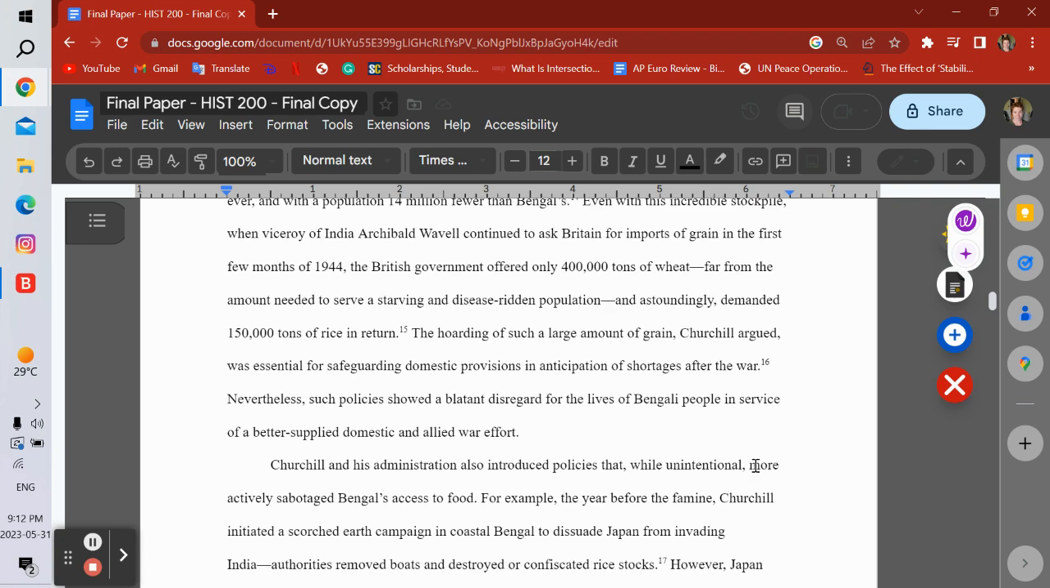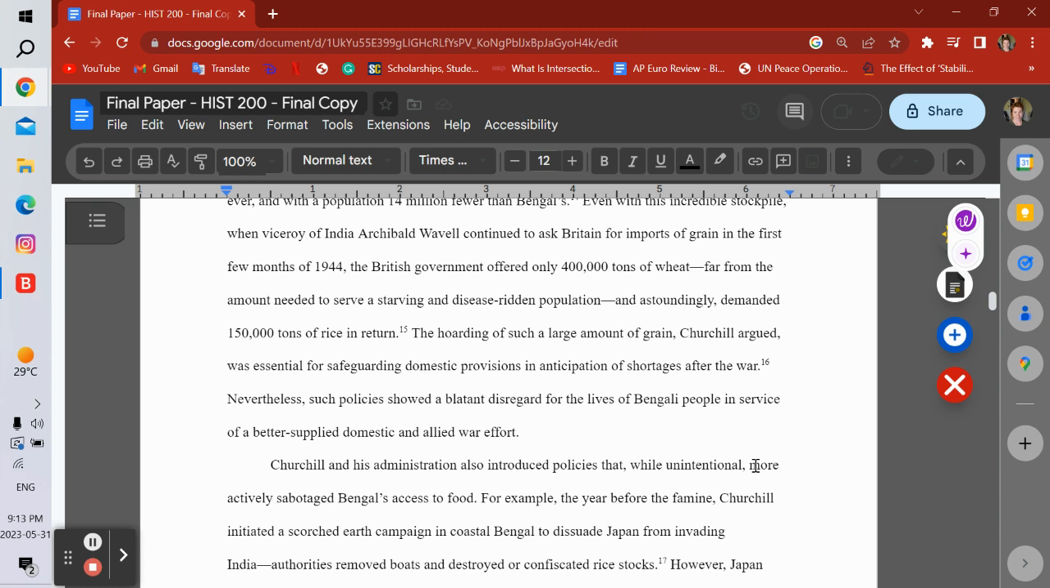The hoarding of such a large amount of grain, Churchill argued, was essential for safeguarding domestic provisions in anticipation of shortages after the war. Nevertheless, such policies showed a blatant disregard for the lives of Bengali people in service of a better supplied domestic and allied war effort.